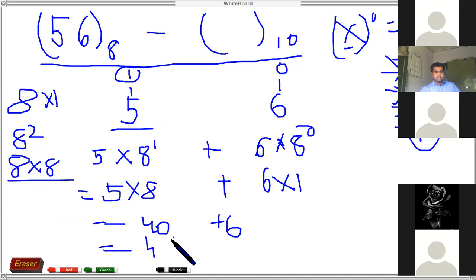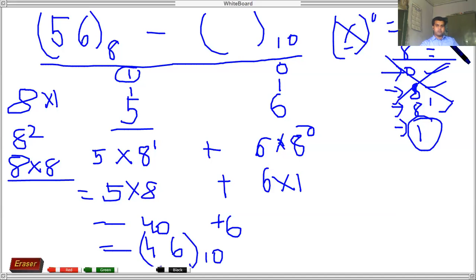Which is equal to 46. 46 is the answer to the base 10. Note it down properly, everyone.